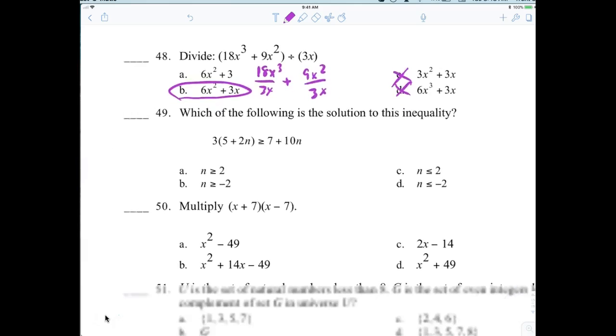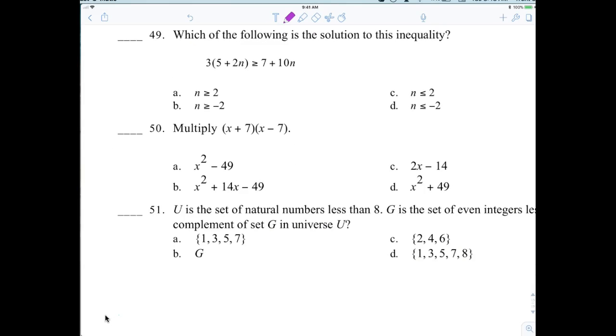All right. Now let's solve the inequality. Distribute: 15 plus 6n greater than or equal to 7 plus 10n. Again, I try to keep the variables positive. So I would say 8 is greater than or equal to 4n. Dividing by 4 gives me 2. Now you've got to be real careful if you write it like that, because now you've got to switch it around. When you switch it around, you would say n is less than or equal to 2.